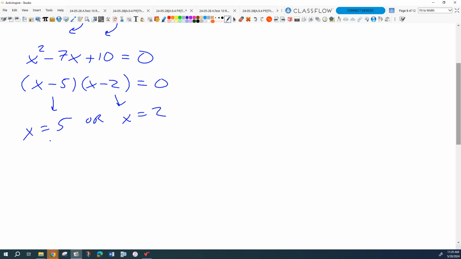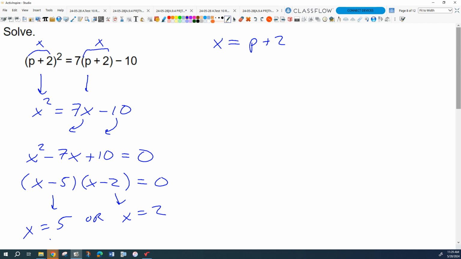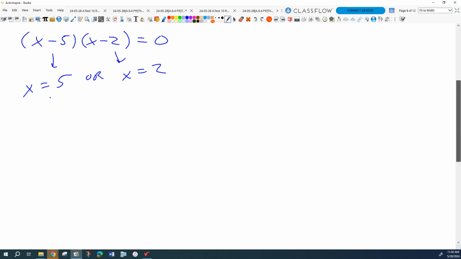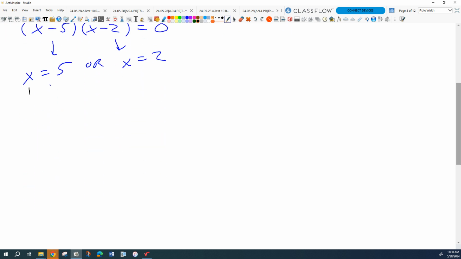Okay, we done? 5 and 2? Oh, good. I got to go back, right? Got to go back because our original problem has p's in it, not x's. So when we solve this, we need the values of p, not the values of x. So I got to go back and switch those x's to p's. So x is actually p plus 2.